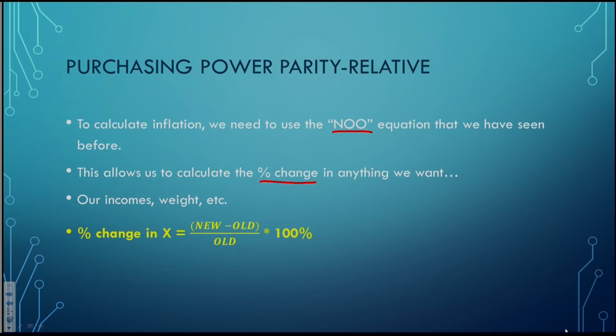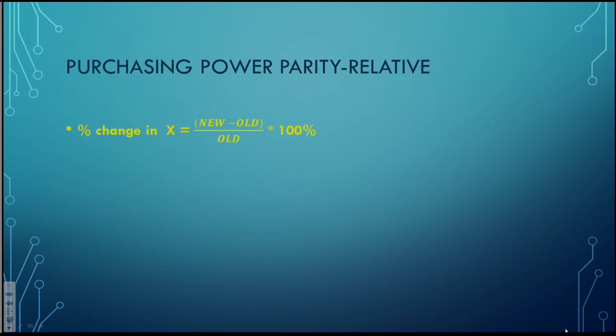The percent change in X equals new minus old over old, multiplied by 100%. So it doesn't matter what we're talking about. You take the new level of X minus the old level of X, divided by the old level of X, and then multiply it by 100%. So you see why I call it the new equation. New, old, old. So here's our new equation.